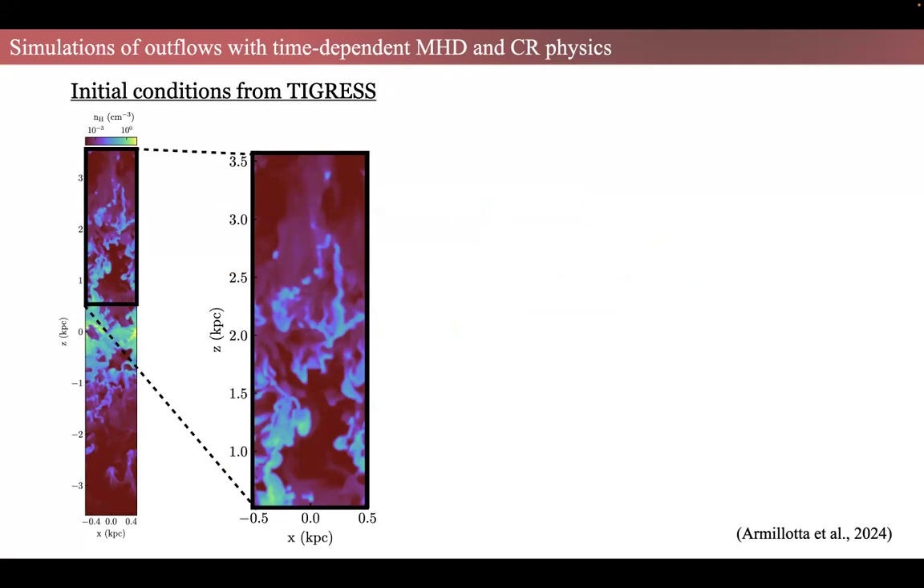In these simulations, MHD and cosmic rays are evolved together. The initial conditions of these simulations are extracted from the TIGRESS simulation modeling the solar neighborhood environment. In particular, we focus on the extra-planar region. What I mean is we extract the distribution of the MHD variables from this region above 500 parsec. And this is the domain of our new simulations.